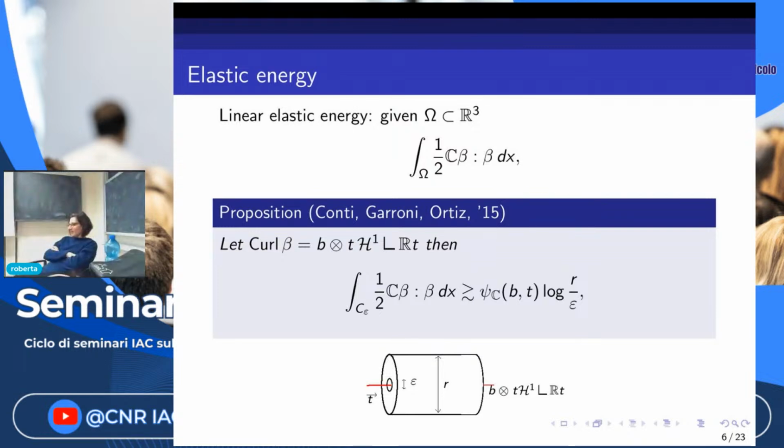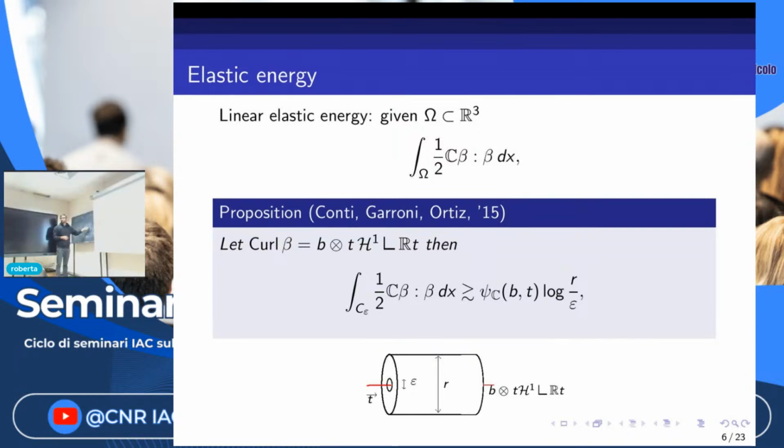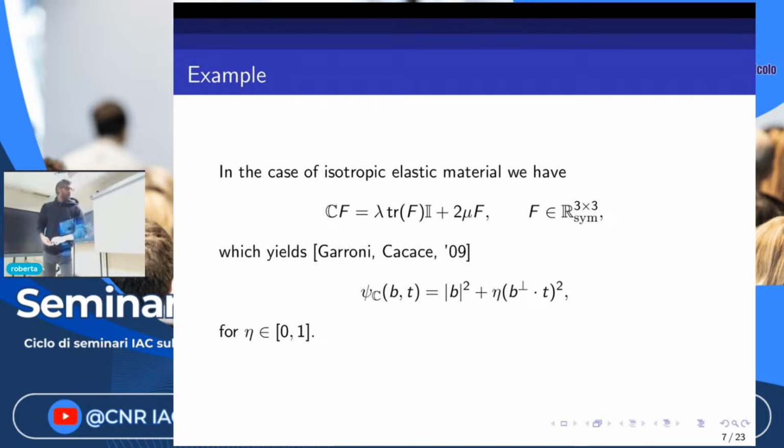So we have a way of computing up to this constant, which may be taken to depend on the crystal lattice. But of course, we would like to say something more. We would like to study the asymptotic behavior of the elastic energy as epsilon goes to zero. To say, can we formally derive something more precise about the behavior of the elastic energy? Before that, maybe an example.